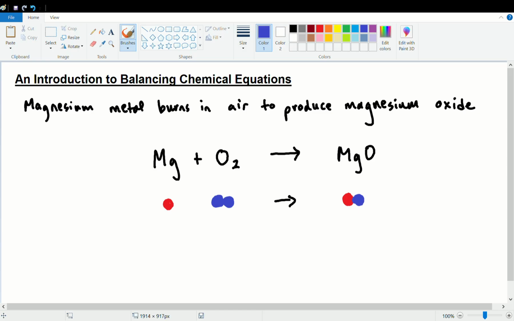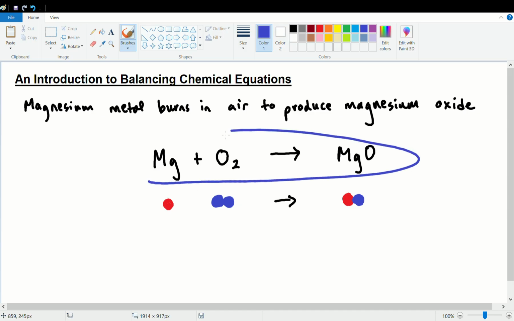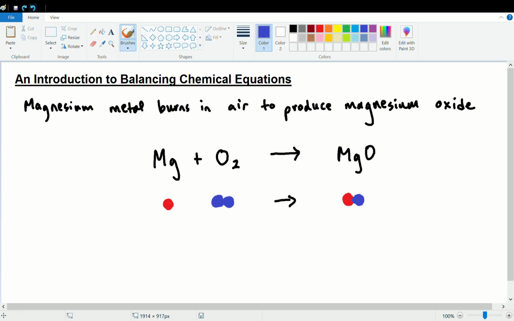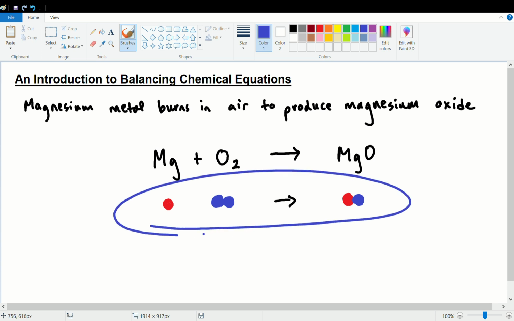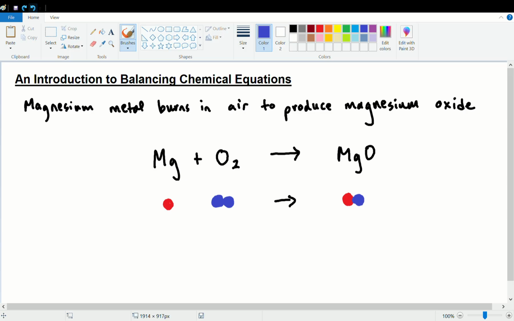We said magnesium metal burns in air to produce magnesium oxide. We went ahead and wrote out this thing, which we call a chemical equation. The chemical equation is a symbolic representation of the chemical change. And then down below, you'll see my particle diagram representation, the magnesium being red dots and the oxygen atoms being blue dots.